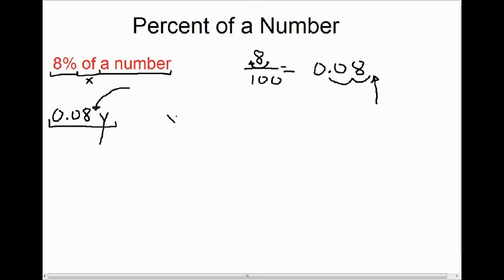Now suppose y was equal to 7. To find 8% of 7, it would be 0.08 times 7, which equals 0.56. So 8% of 7 is 0.56.